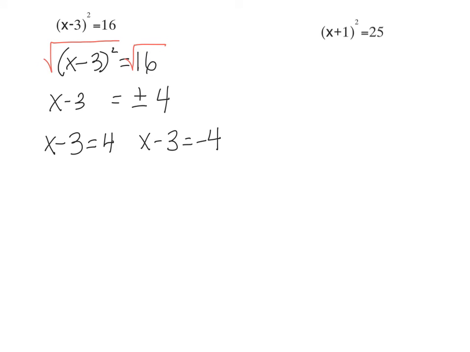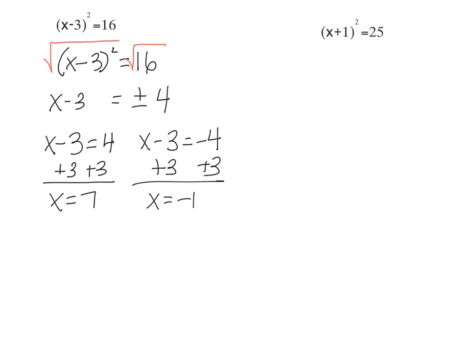I have two different equations, kind of like we do when we set up our zero product property. One says x minus 3 equals positive 4. One says x minus 3 equals negative 4. And then I go through and solve each equation. So I'm going to add 3, so I get x equals 7. And I'm going to add 3 to this left-hand one, which gives me x equals negative 1.